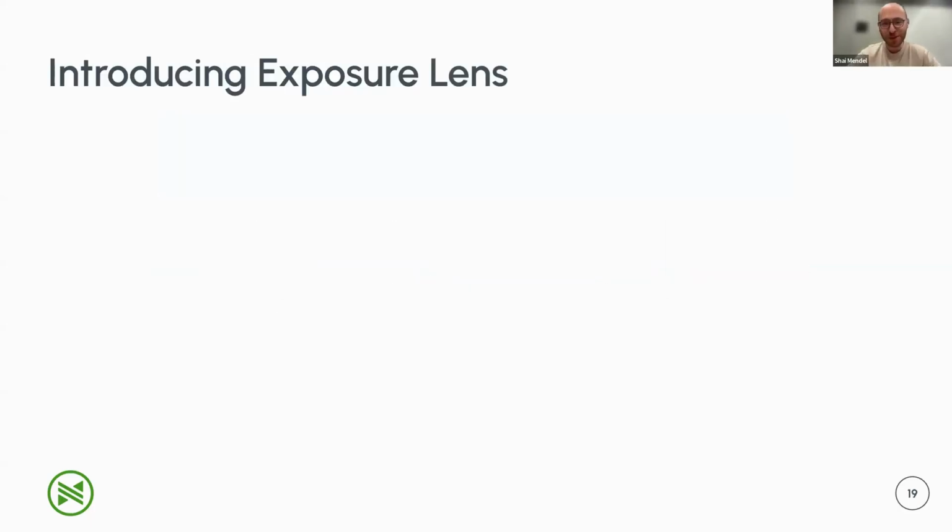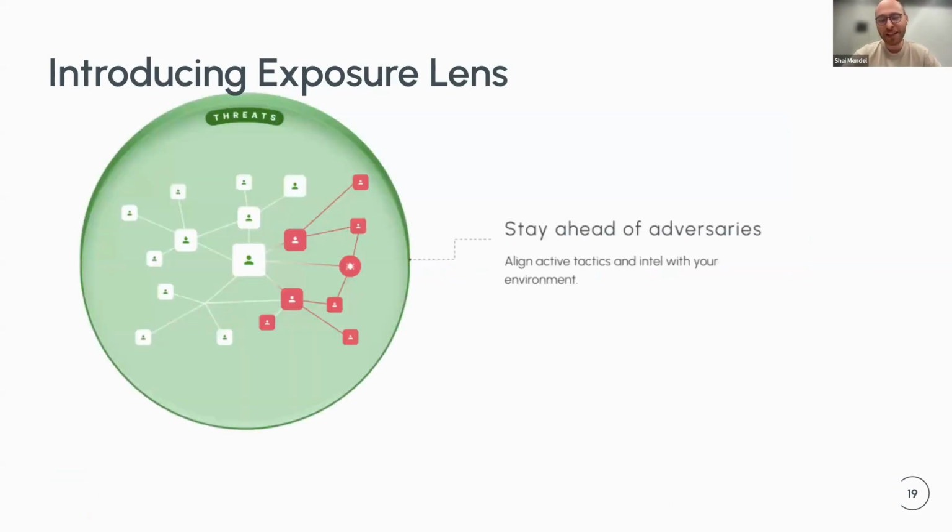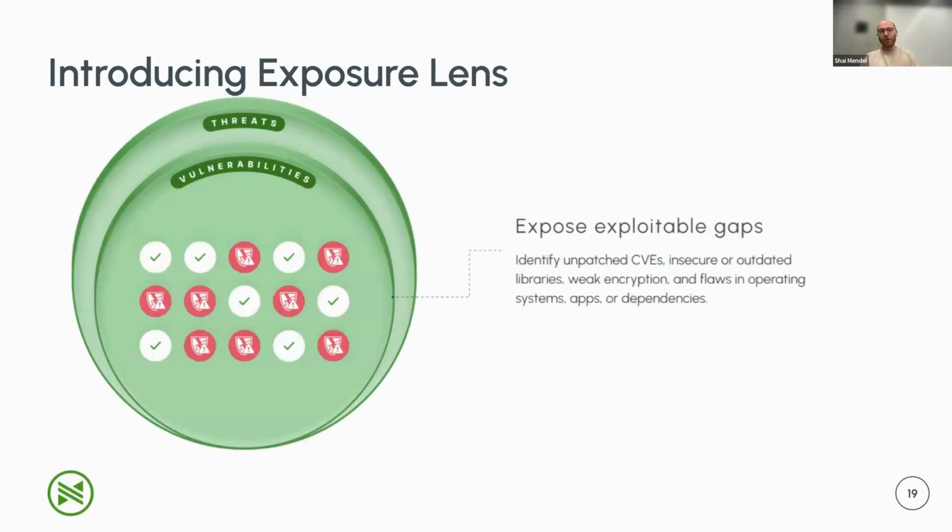So I'm very proud to introduce Nagomi's Exposure Lens. As Eitan said, we actually need a new paradigm to solve the holistic problem of exposures. In order to do that, we need to start first with understanding the threat side, the threat intel. We need to stay ahead of adversaries to understand exactly their techniques, tactics, procedures, etc., that are relevant to your organization. Once we understand that, we overlay it with the vulnerabilities, of course the ones that you have in the organization, regardless of where they come from, but especially highlighting those that are actually utilized by those threats.